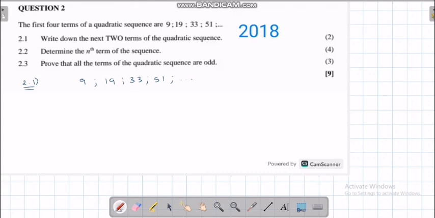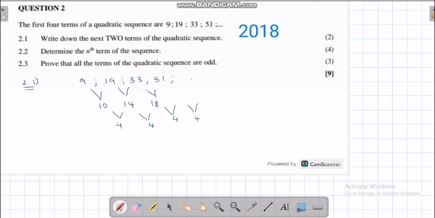Now let's find our differences. 19 minus 9, which is 10. 33 minus 19, which is 14. 51 minus 33, which is 18. And our second difference is 4.